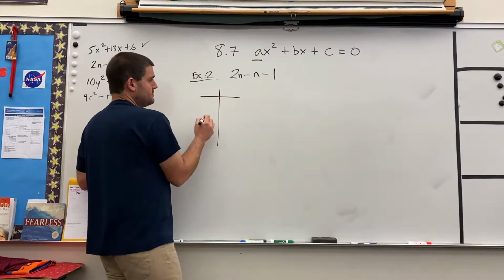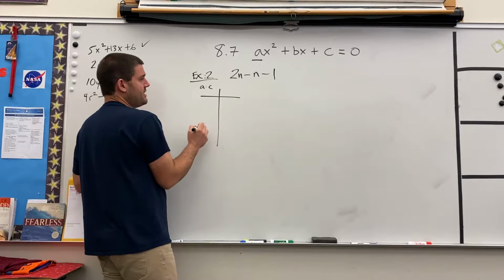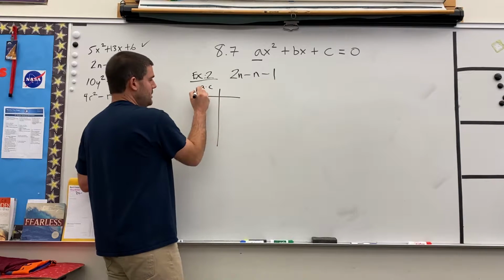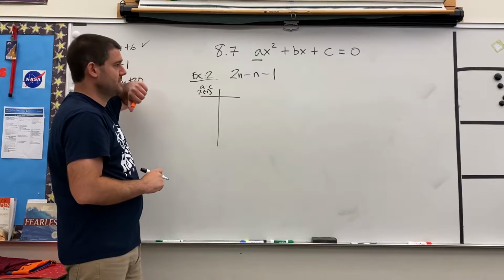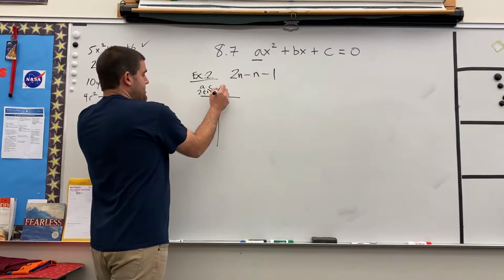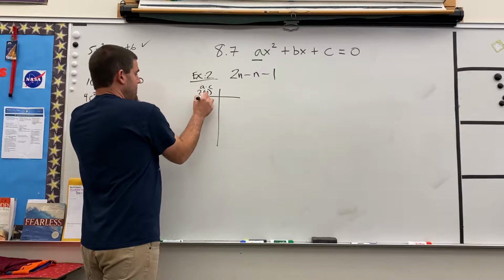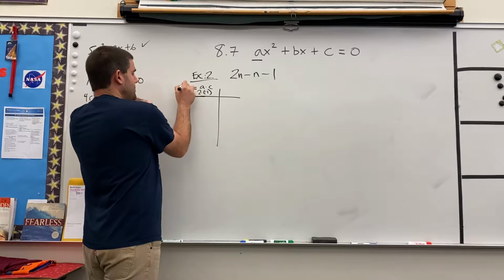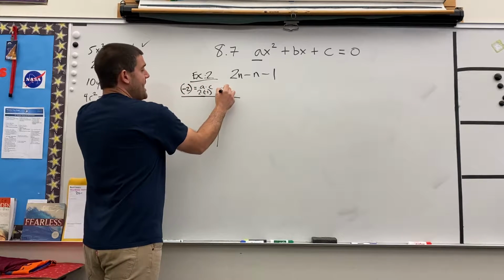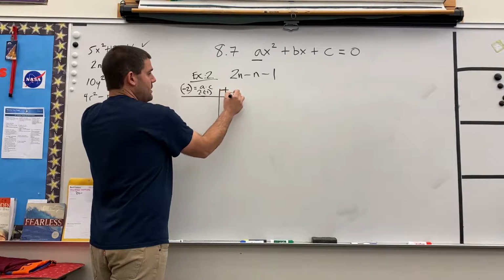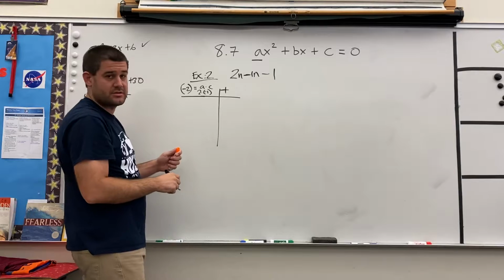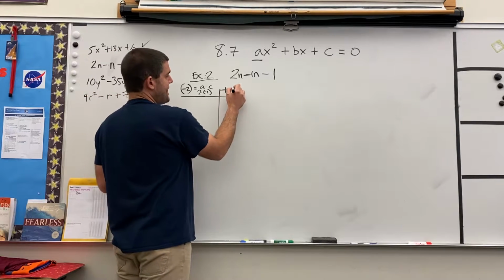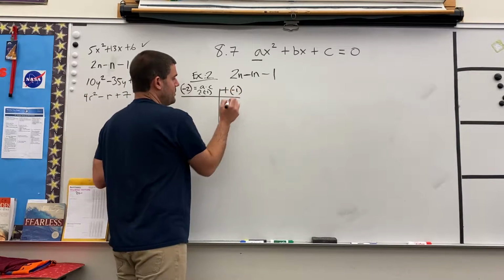Well, first off, let's multiply our a and our c together. What's 2 times negative 1? That is negative 2. So they need to multiply to get negative 2, but add to get, well, what's this term? It's actually a negative 1. If there's nothing written there, there's a 1. So they need to add to equal negative 1.